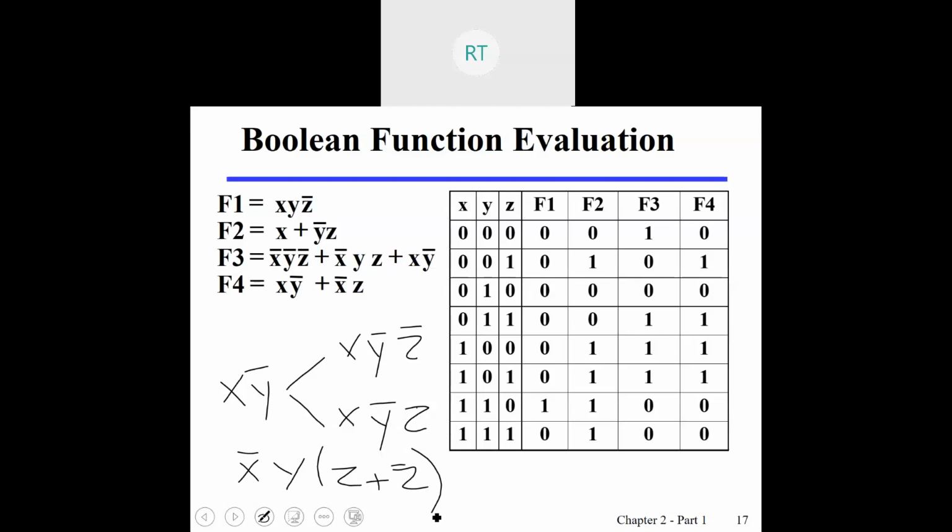You got the idea? When filling in the truth table and you only have x, y bar, you need to take two cases. Once where z is equal to 0 and another where z is equal to 1. Okay? Any questions?